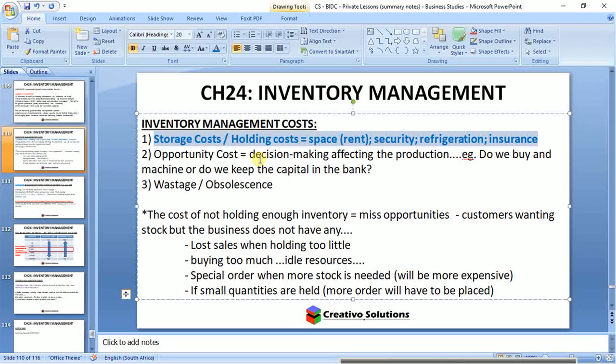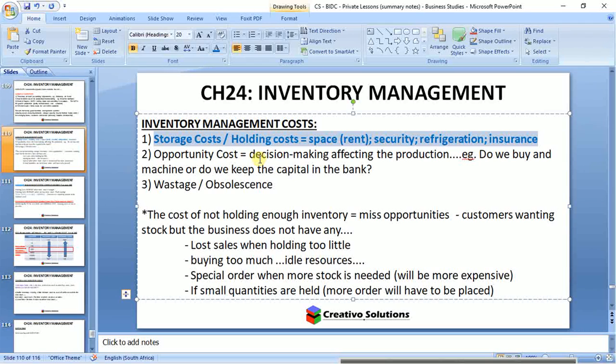Do you agree? So if you place an order, it's going to cost you maybe a rand to place an order for one unit, and it might cost you 2 rand for that unit to be delivered. So if you're buying 100 units, it's going to cost you 2 times 100, however much you're ordering. But now with storage and holding costs, do I only have one cost? No. I've got space, I've got security, I've got refrigeration, and I've got insurance. Do you agree? So now, which costs are more? The ordering or the holding? The holding, because you've got all of this that you need to consider.